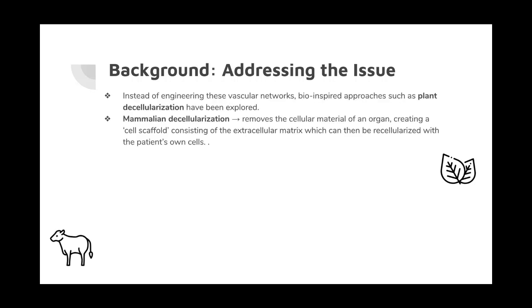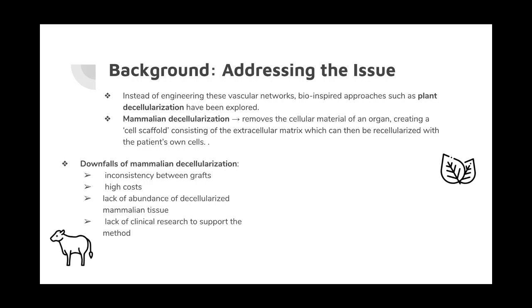Plant decellularization is similar to mammalian decellularization, where all of the cellular material of the tissue or organ will be removed, creating a cell scaffold, which consists solely of the extracellular matrix, which can then be recellularized with the patient's own cells. The issue with mammalian decellularization is there is inconsistency between grafts as patients vary, whether that be because of age, ethnicity, or other issues.